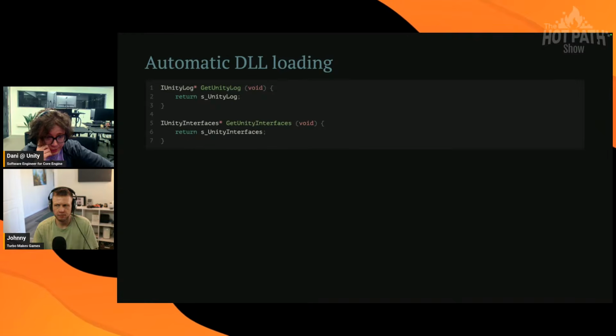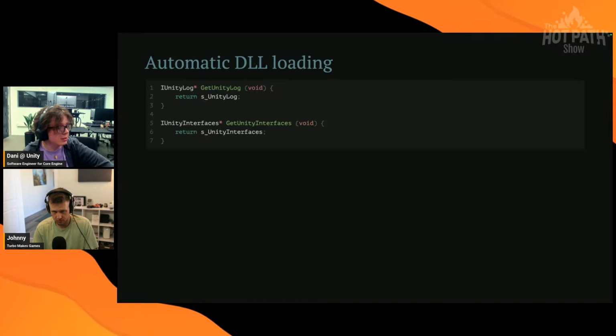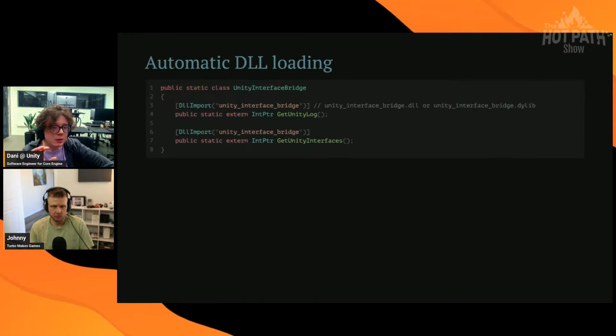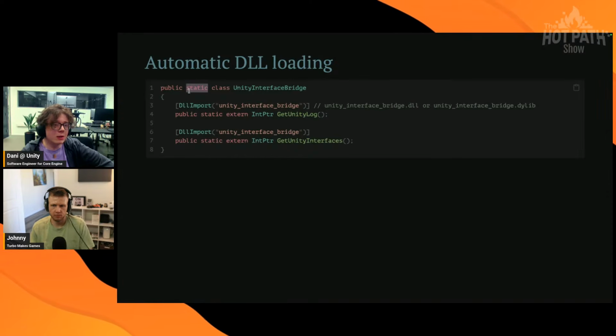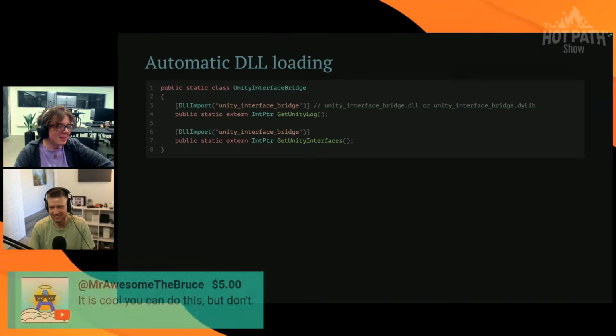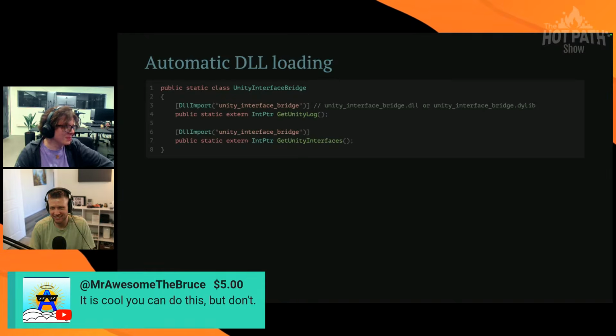So say I have these two C functions. I've written these functions in C. The C# thing I would have to do is create a little static class and add DLL import. It is so cool you can do this, but don't. Yes, I do agree. However, there are cases where you would want to do it.